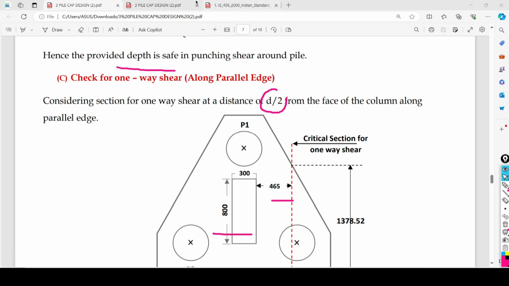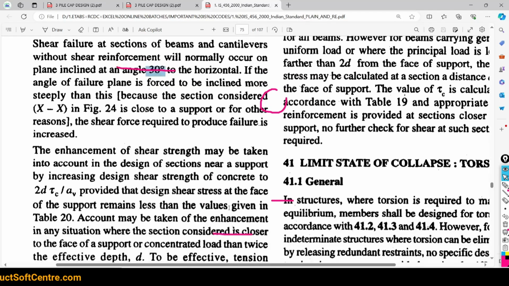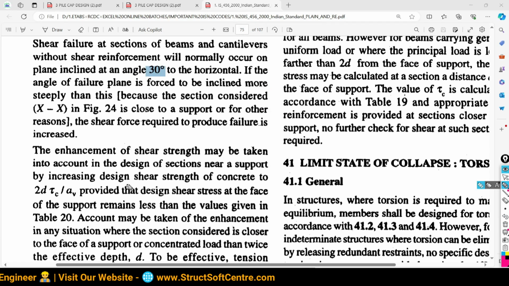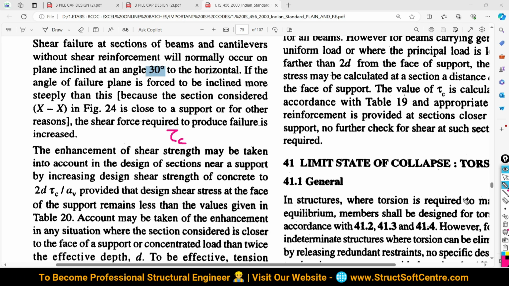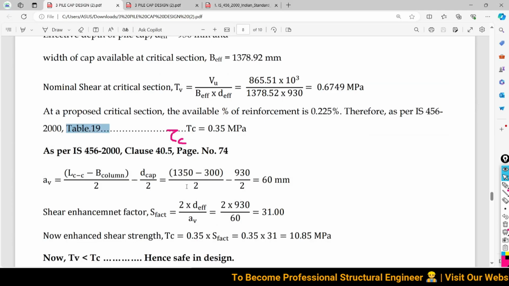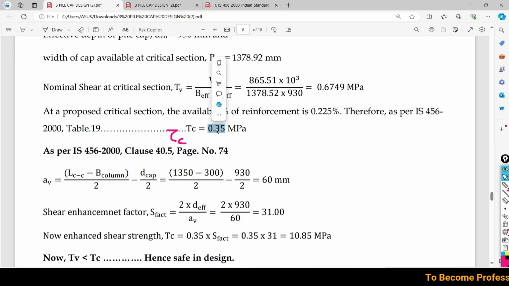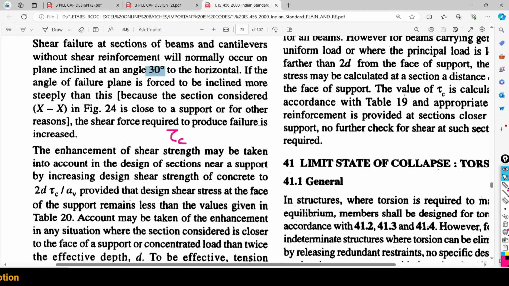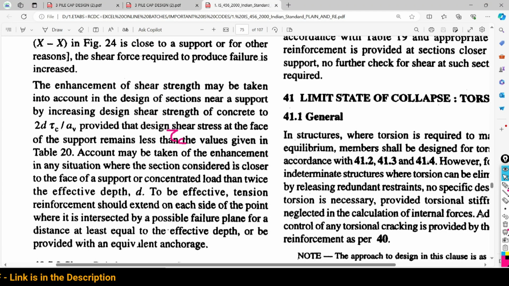So this clause and this recommendation will be applicable, and in that we can increase the shear capacity of your section. Whatever the critical capacity you are getting by the calculation, as we have just calculated, tau c we are getting 0.35 MPa. So we can increase it by multiplying with a shear enhancing factor of 2d divided by AV.